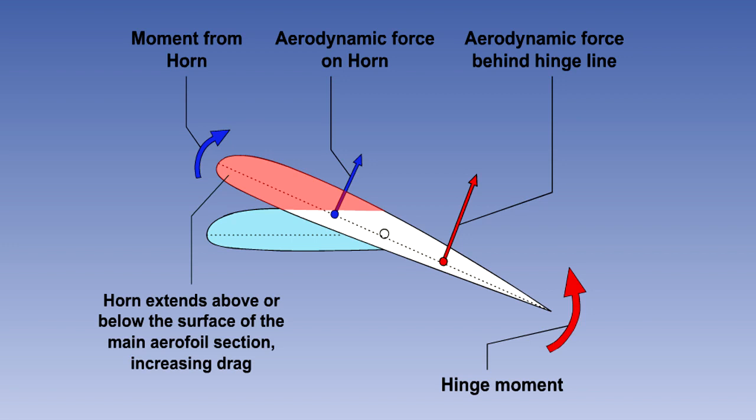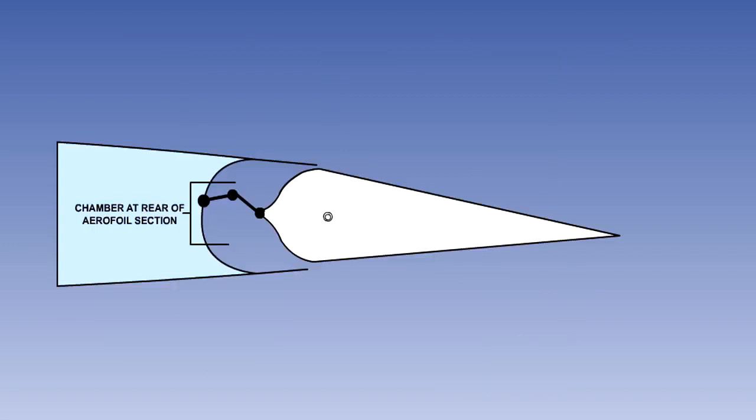Internal balance works on the same principle as the setback hinge, but the balancing area is enclosed inside the rear of the main aerofoil section. This forms a chamber split into two halves by a flexible diaphragm, the areas of which will feel the same changes in pressure as are produced above and below the control surface. The pressure differential inside the chamber will produce a moment in opposition to the hinge moment.